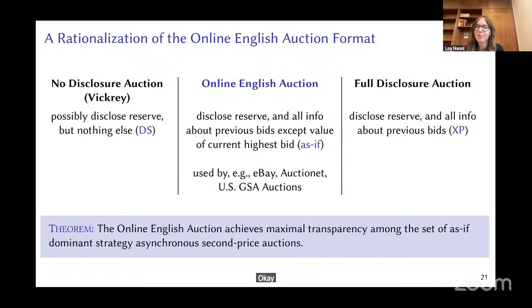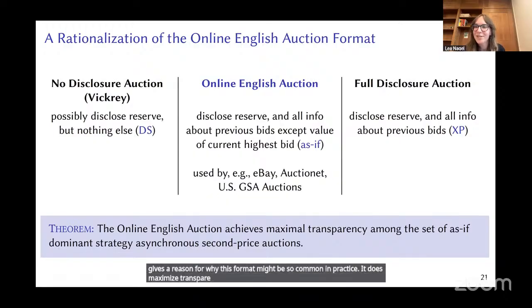And so this gives a reason for why this format might be so common in practice. It does maximize transparency subject to some constraint, even though we have a dominant strategy mechanism available here that they chose to not use for their online auctions.